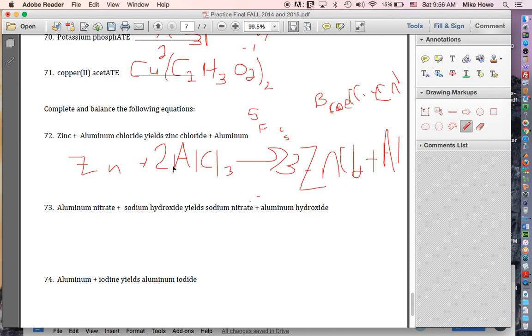Since the number has to go in front of the whole formula, this 2 also multiplies the aluminum. So there are 2 aluminum atoms now where there were just 1. 2 aluminums, 6 chlorines. So I can put a 2 over here. And that gives me 2 aluminums, and we're even. So now we have 3 zinc chlorides. So we're going to put a 3 here, like that.